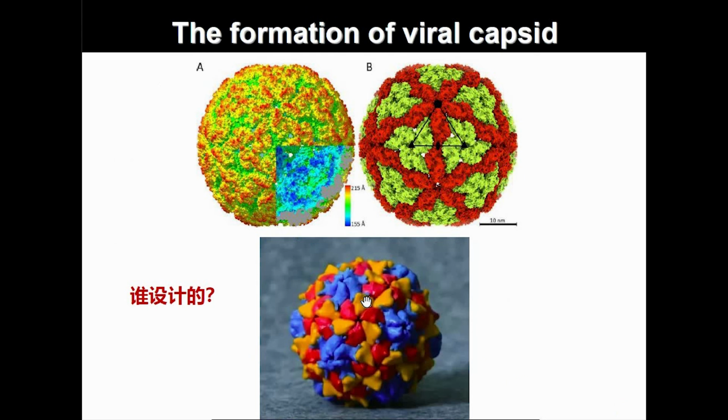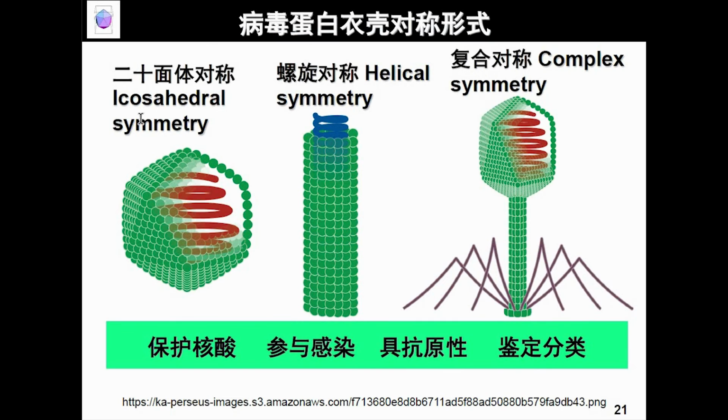That is what capsid is. How is the capsid formed? We already talked about it. It keeps on repeating, and that's how it forms. There are different types of structure, for example, icosahedral symmetry, helical symmetry, and complex symmetry.